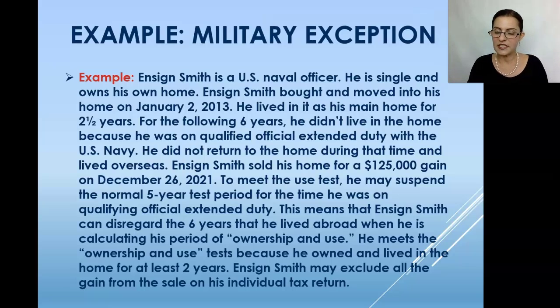But the use test he also meets because even though the home was vacant for the last 6 years, he gets a 10-year look back rather than a 5-year. So he gets to exclude all the gain. He had $125,000 gain. He gets to exclude all of it. And he would be able to exclude up to $250,000 if he did have that much gain. And then if he was married, then he and his spouse would be able to exclude up to $500,000 on a jointly filed return. Okay, so that's how it works for the military exception.